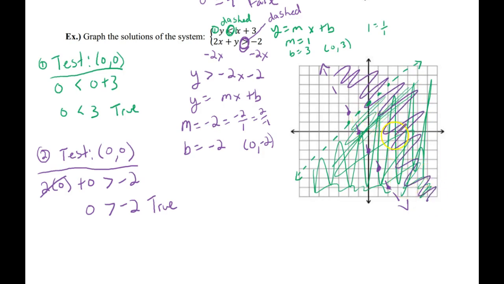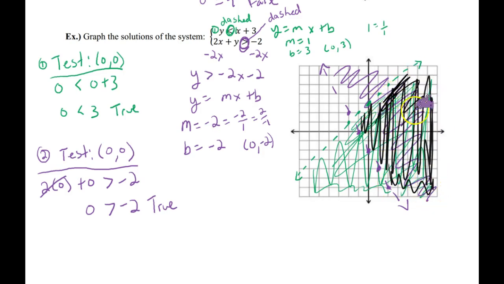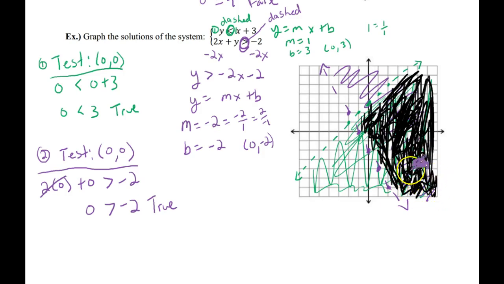Everything over here. And again, that whole picture is not my solution set. The solution set is only the overlap of the two. So where I see the purple and the green, this is the solution area. And you need to make this clear on your tests and things like that, so that we know that you understand the solution area is only the overlapped area between the two inequalities. So that is the solution area.